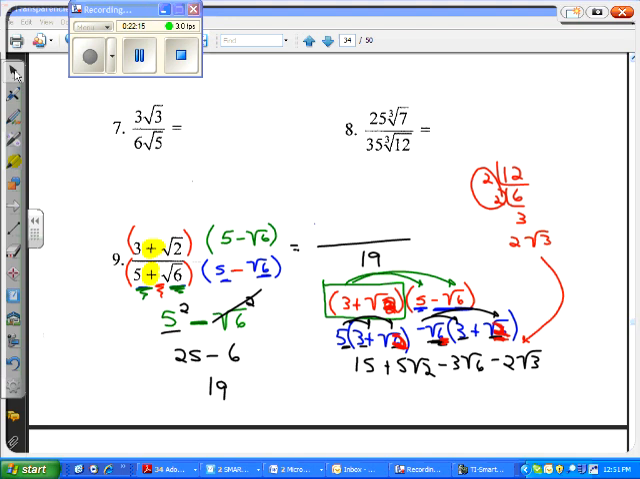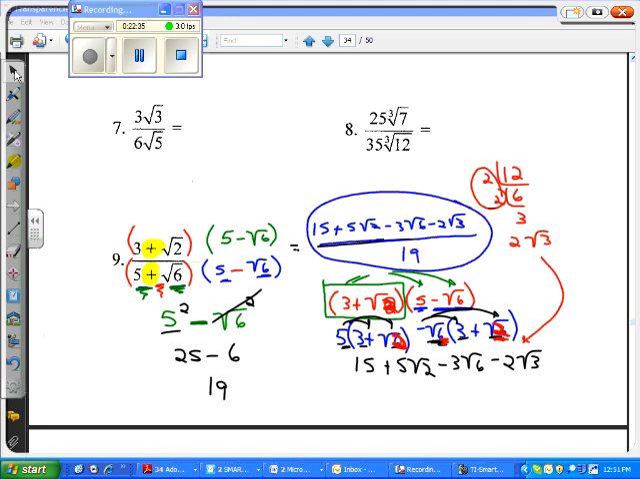So here's what we have. None of those are like terms, and so that becomes our numerator, 15 plus 5 square root 2 minus 3 square root 6 minus 2 square root 3 all over 19, and we would shift our 19 to the middle. Any questions on number 9? Sorry about grabbing the wrong number there as I distributed the first binomial through the second.